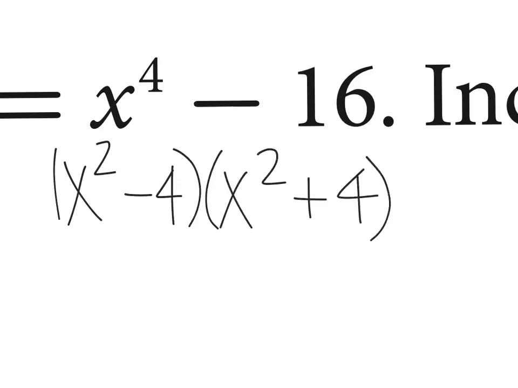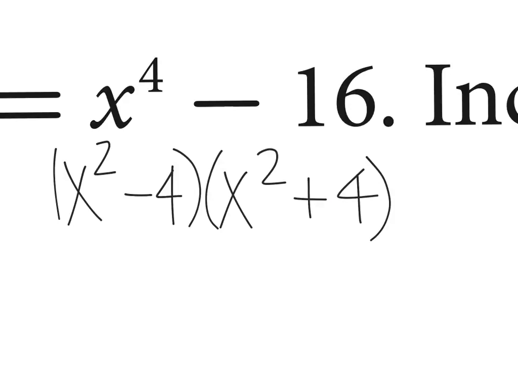This is a difference of perfect squares because x to the 4th is a perfect square, x squared times x squared. 16 is a perfect square, 4 times 4. So it factors well. But wait, there's more. You can do it again. Which one factors again? And again, you cannot factor it if it has a plus sign. That's important to remember. So x squared minus 4, how does that one factor?